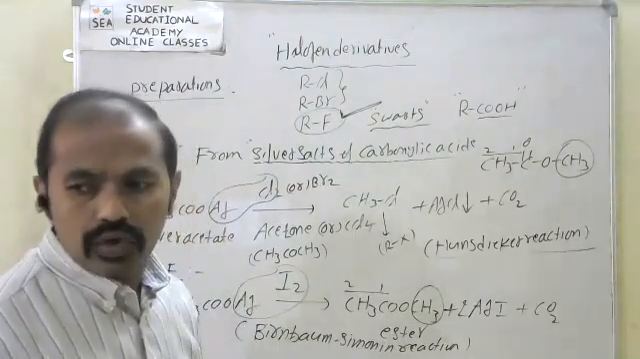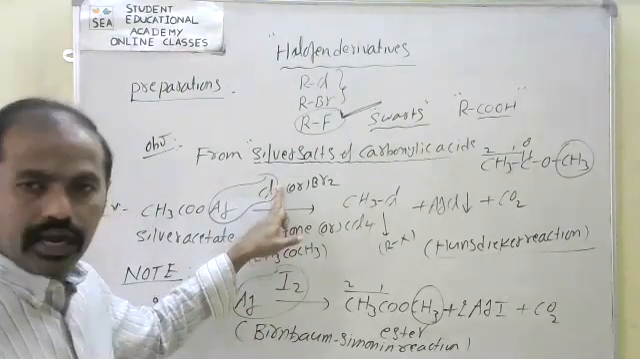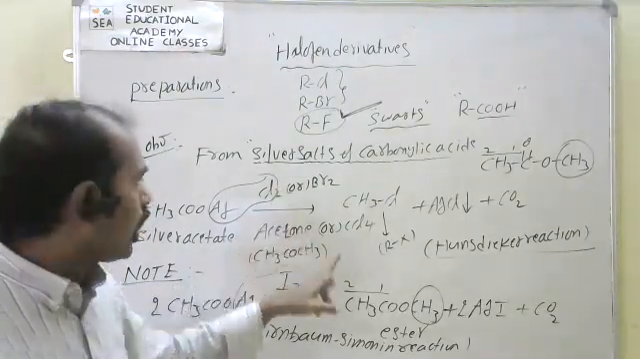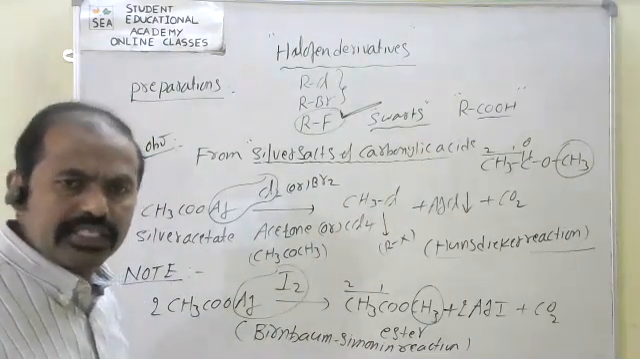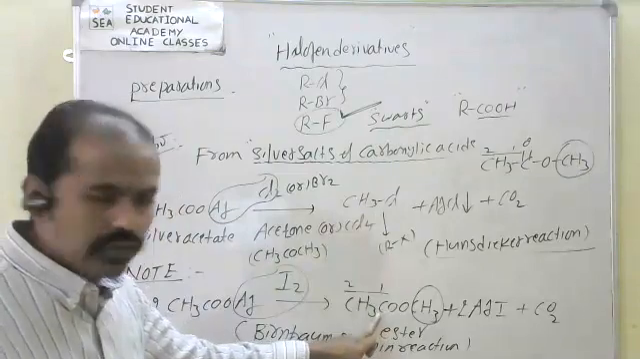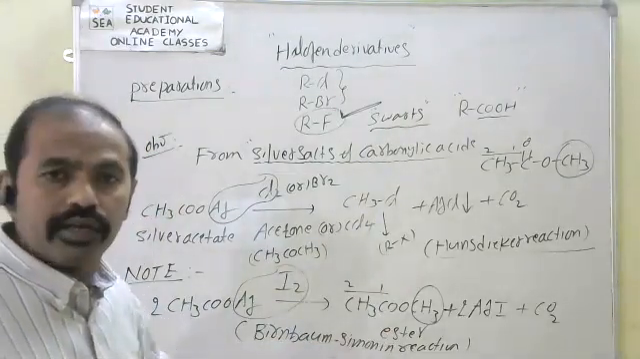So here, what is the note? By using iodine, we do not prepare alkyl iodides. Why? Because here instead of alkyl halides, we get esters. So it is called Birnbaum-Simonin reaction.